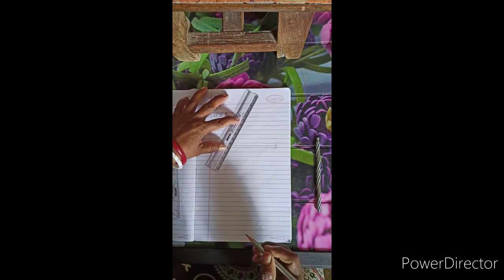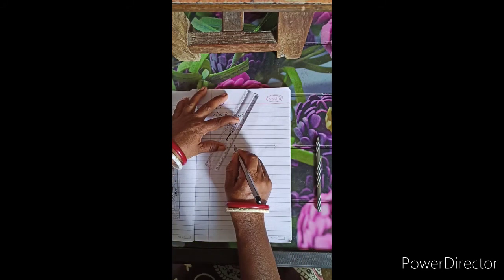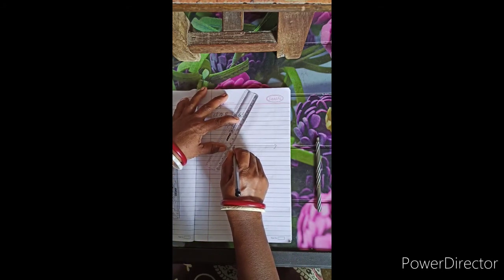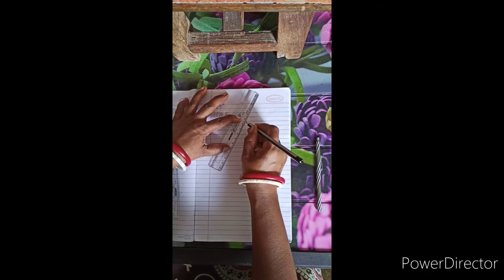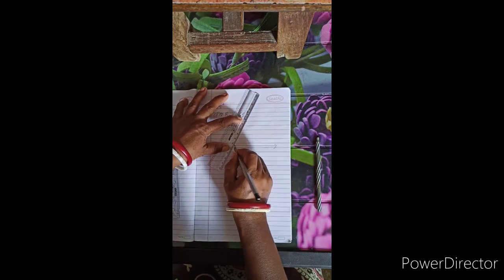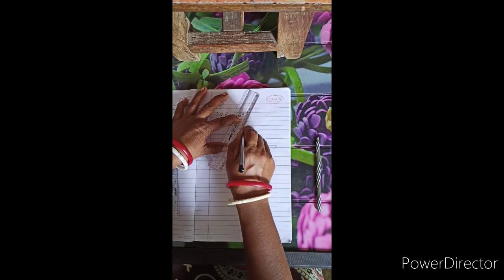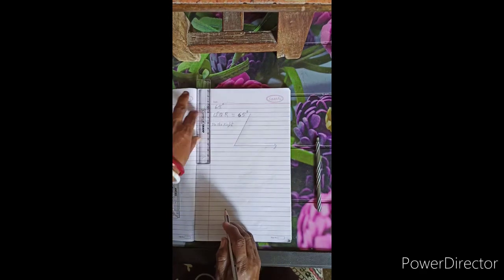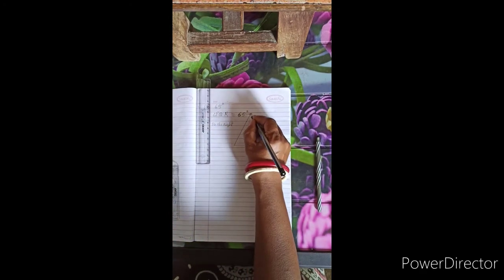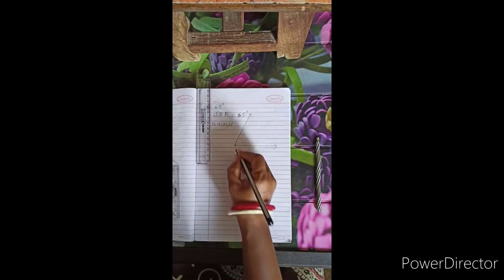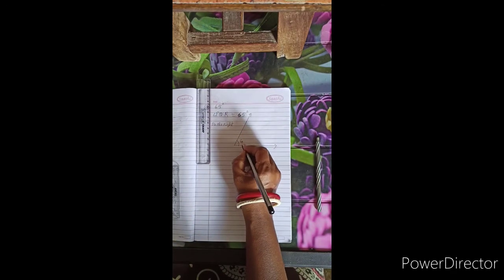Now take the scale, and as I previously taught you, keep the pencil point, touch the scale. Pencil point on that point, touch the scale. Both the points are touching the scale. Now draw the ray. I have drawn it, and I'll mark it here in this way. This is 65 degree.